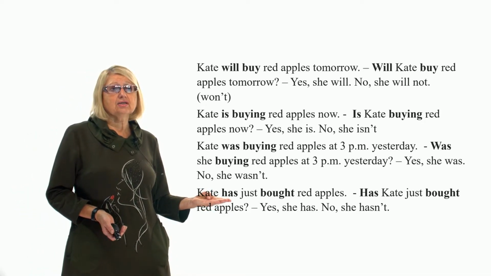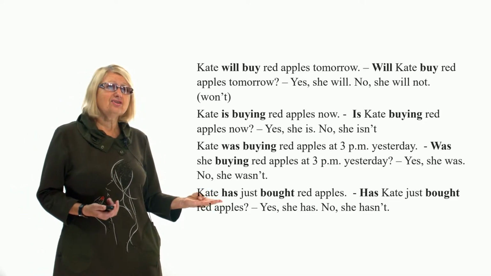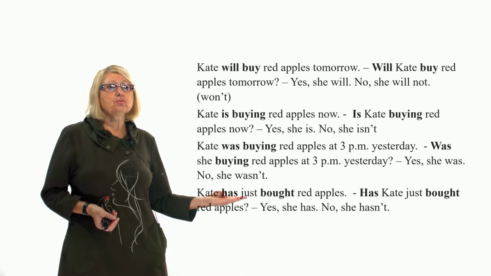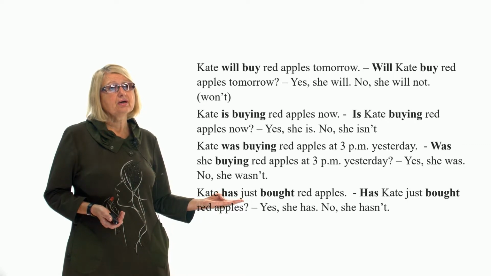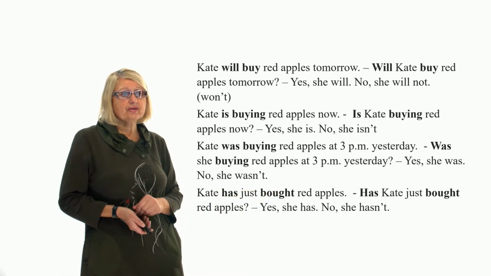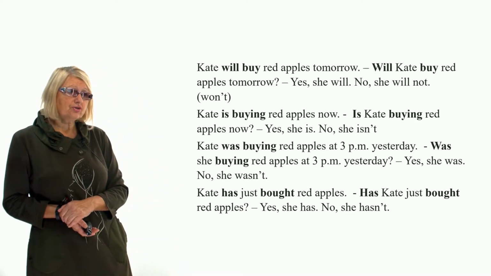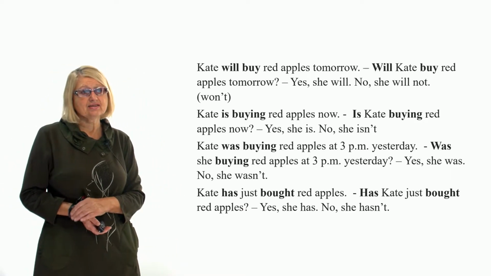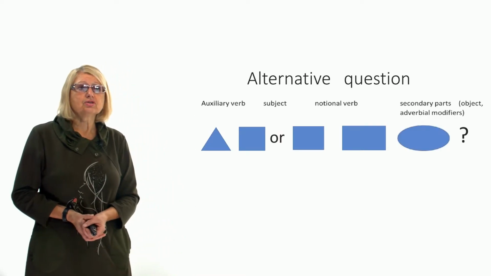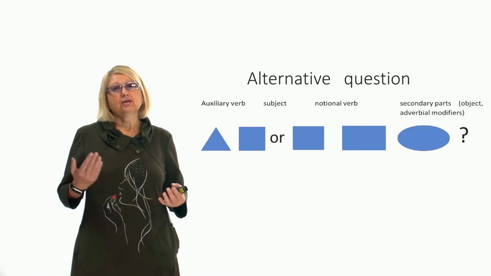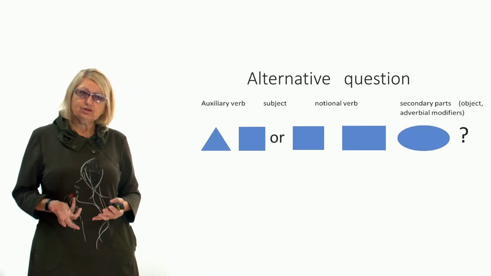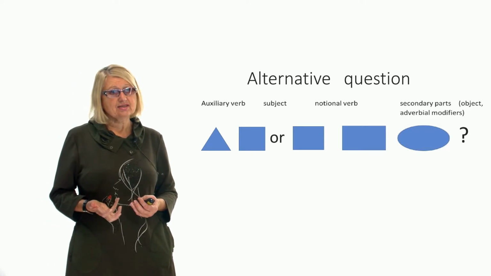This sentence is in the third person, Kate, she. That is why we use the auxiliary verb has, and we use it to put a question. Has Kate just bought red apples? Yes, she has. No, she hasn't. So you see, we look through many questions in different tenses.